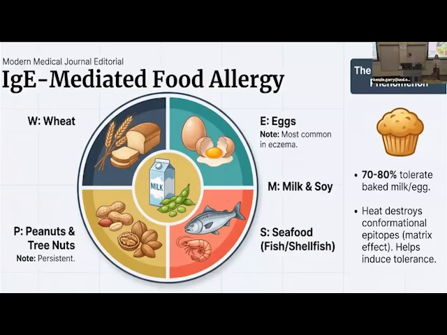Food allergies can be caused by lots of things. These are the most common ones: beets, eggs, and milk, seafood and peanuts. There's a mnemonic, for wheat, eggs, milk, peanut and seafood. For egg allergy, one of the most common questions is whether they can eat baked foods. Yes, most of them can tolerate baked milk or baked egg very well. 70-80% can tolerate it very well, because baking destroys the main cause of the allergy.